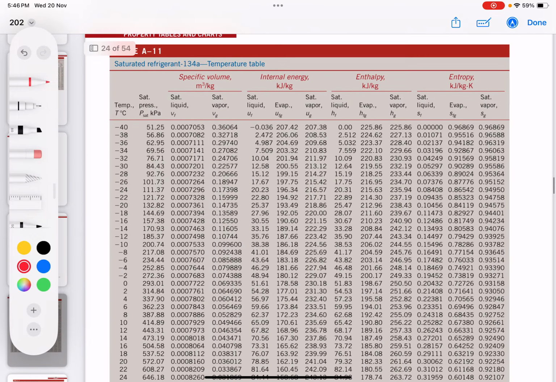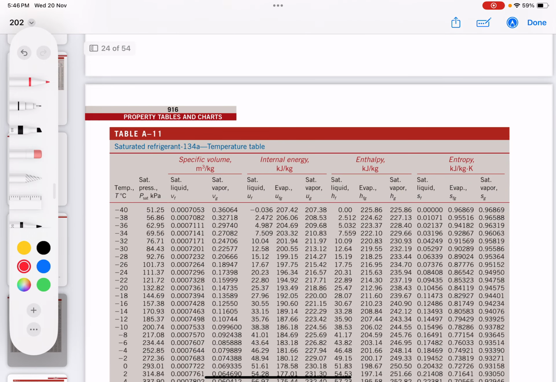So, see, saturated refrigerant R134a. Given in the question, the temperature at state 1 was negative 40 degrees Celsius. And from my calculation, I know that my specific volume is equal to 0.1348 meter cubed per kg.